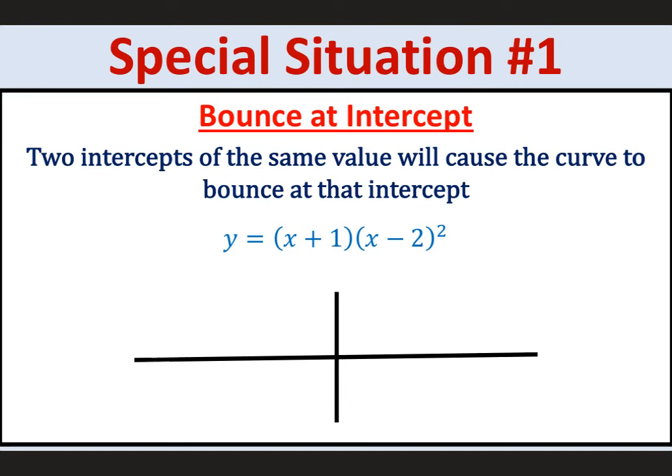On these special cases, certain things are going to happen. So the first special case is a bounce. If you ever have a parentheses squared, what's going to happen at that intercept is a bounce. I'm going to come to that intercept, and rather than crossing through to the other side, I'm going to bounce off and stay on the same side.